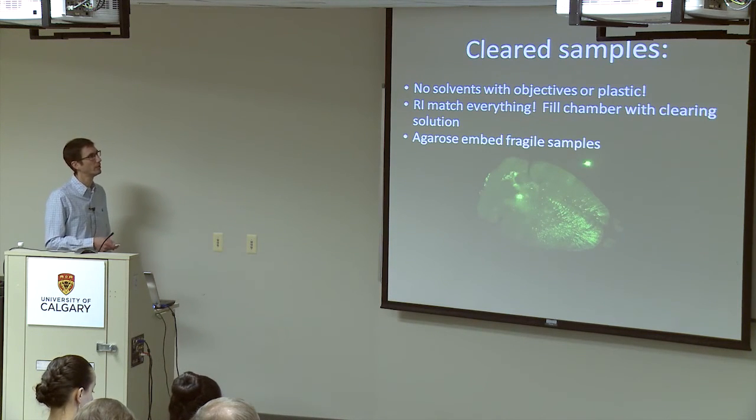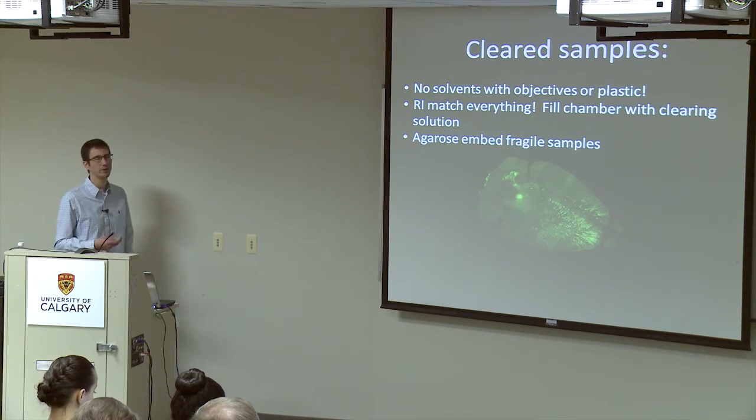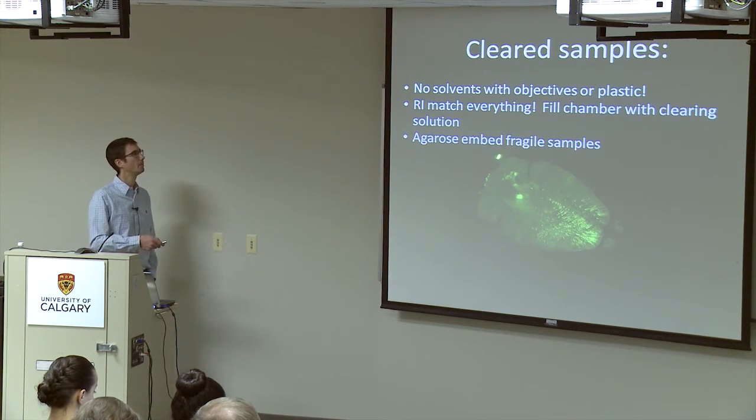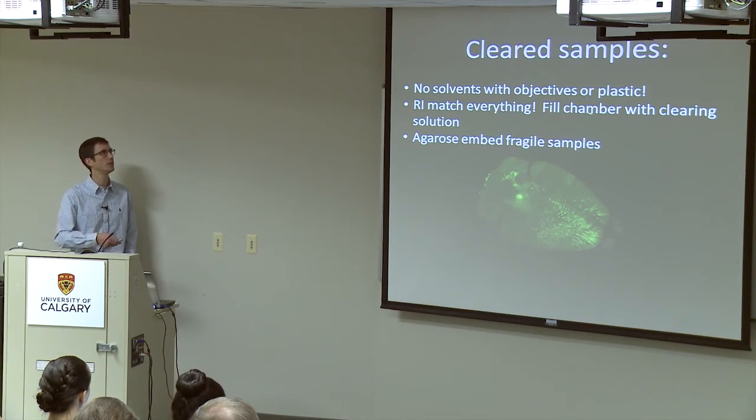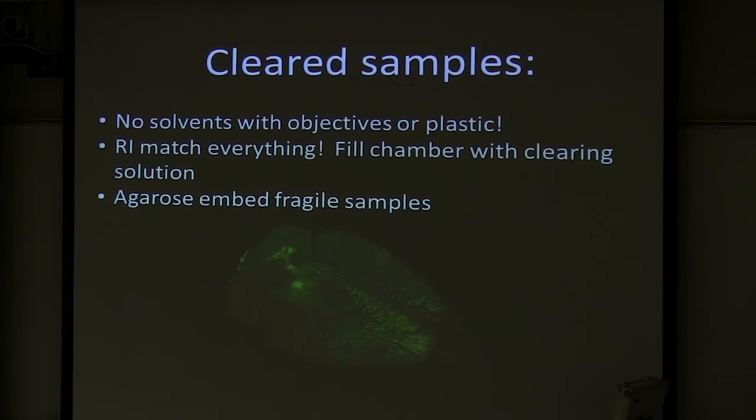The other thing is some of the tissue clearing methods produce a pretty fragile sample. These can be embedded in agarose that's been dissolved in your clearing solution. And then you can harden them up a little bit, trim them up, and you can actually glue those right onto the magnets as well.